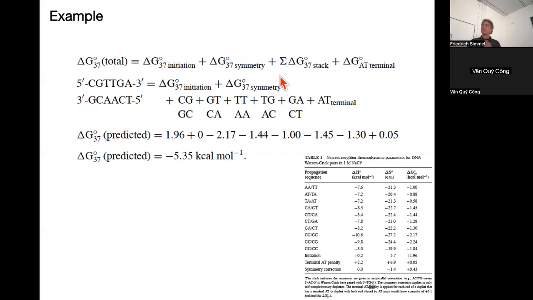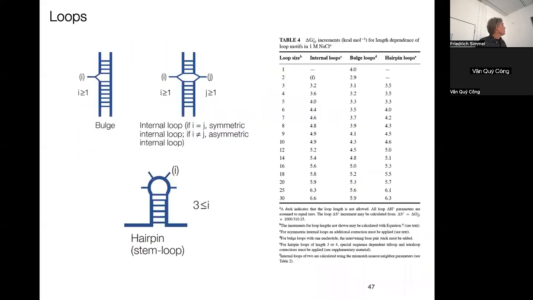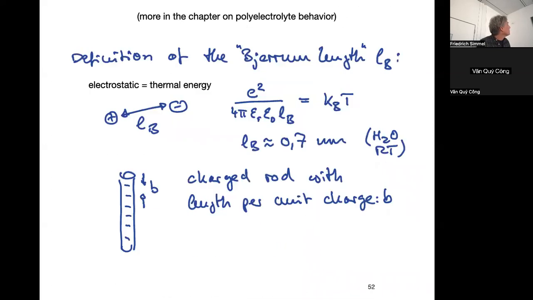It has to do with the number of states that a symmetric molecule can have compared to a non-symmetric molecule. And then there are also penalties that have to do with whether you have an AT at the end or not. An AT tends to be destabilizing at the end, and it tends to be open. So if you have an AT base pair at the end of a helix, it's usually not closed but open. And all of these things are in these tables, and in all the thermodynamic programs that people use.